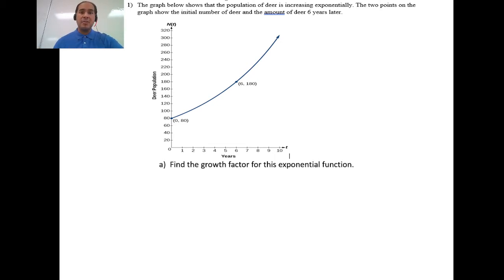The graph below shows the population of deer is increasing exponentially. The 2 points on the graph show the initial number of deer and an amount of deer 6 years later. Initial number being the amount that we started with.